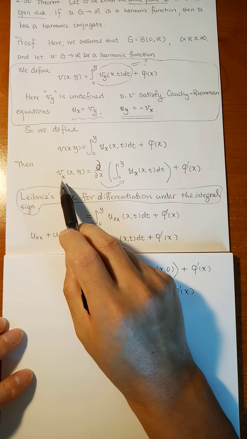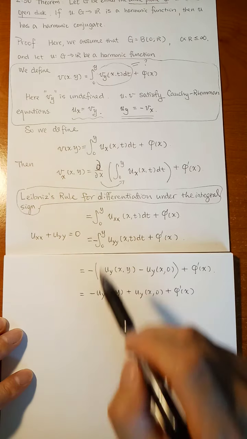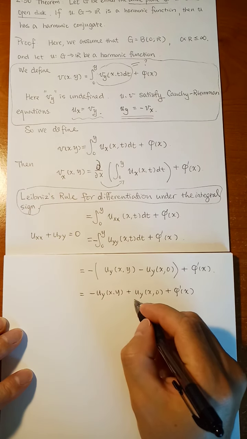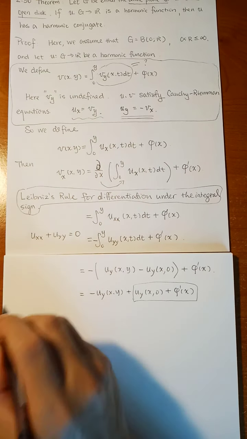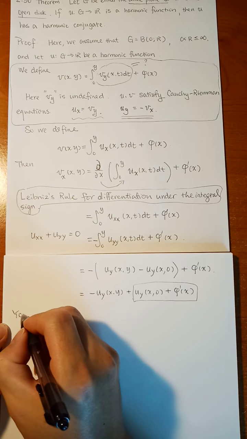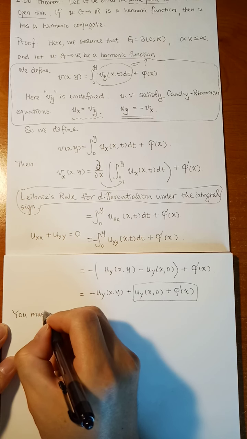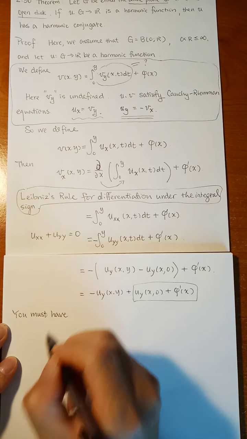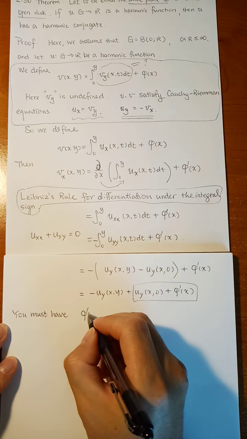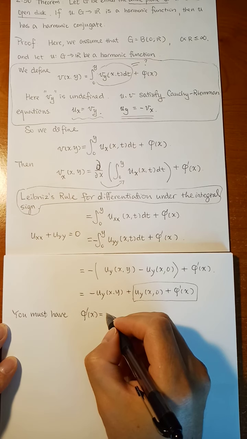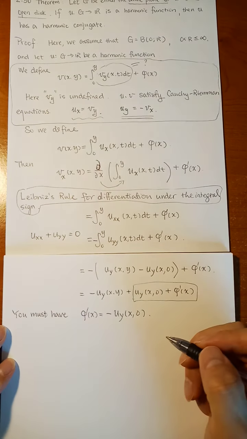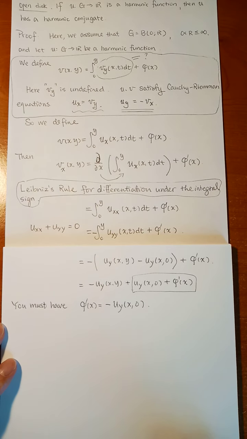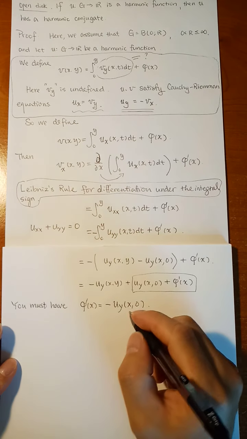And Vx is negative Uy. It's okay. So you must let this piece equal to 0. So you must have phi prime of x equal to negative Uy(x,0). Phi prime is negative u sub y at (x,0).